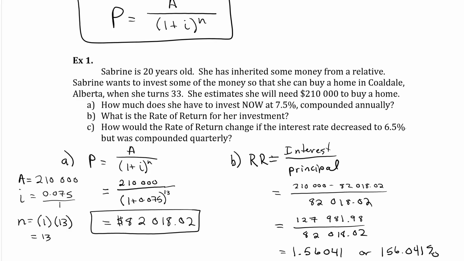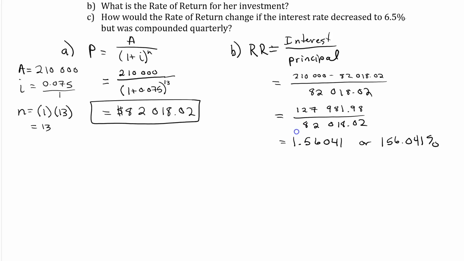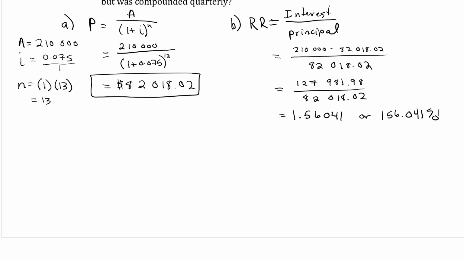Oh man, C part is a spicy meatball. How would the rate of return change if the interest rate decreased to 6.5%, but was compounded quarterly? Well, guess what, guys? We have to do this whole A part and B part all over again, which is fine, but it's a little bit of a longer question then. So let's look at C.